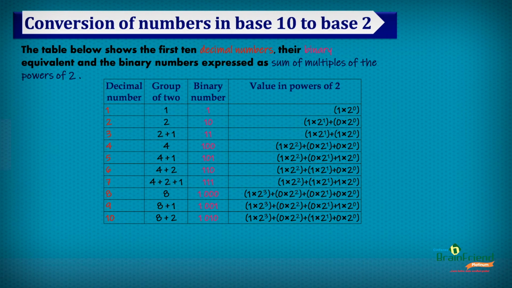Still talking about the conversion of numbers in base 10 to base 2. This table here shows the first 10 significant numbers of the decimal number system and their equivalents in the binary number system, expressed as the sum of multiples of the powers of 2. Do well to go through this table and understand how these conversions were done.